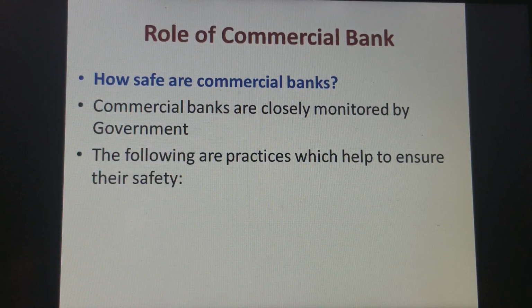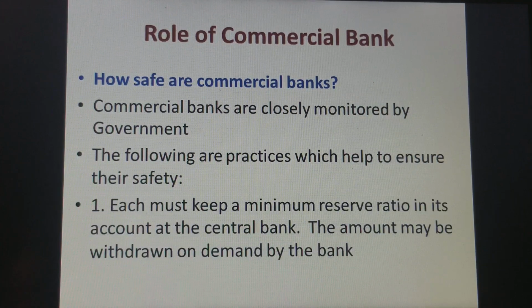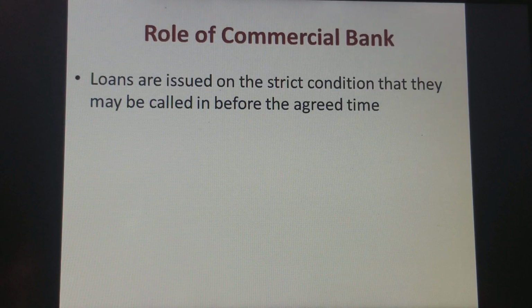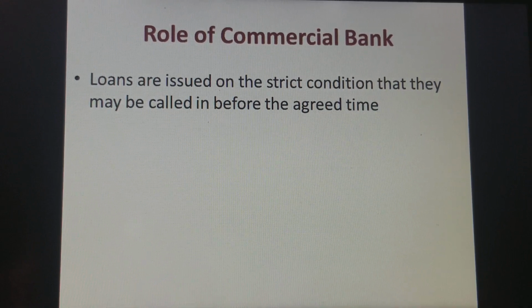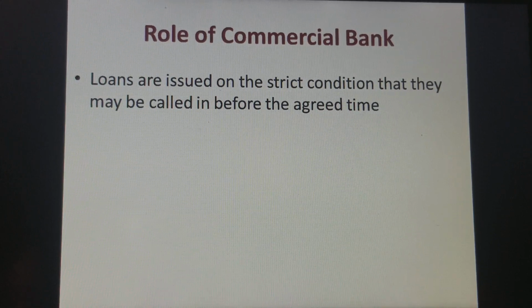The following are practices that help to ensure the bank's safety. 1. Each bank must keep a minimum reserve ratio in its account at the central bank, right? The amount may be drawn on demand by the bank. So they have to have an account with the central bank. 2. Loans are issued on a strict condition that they may be called in before the agreed time. So that's another way of ensuring safety.